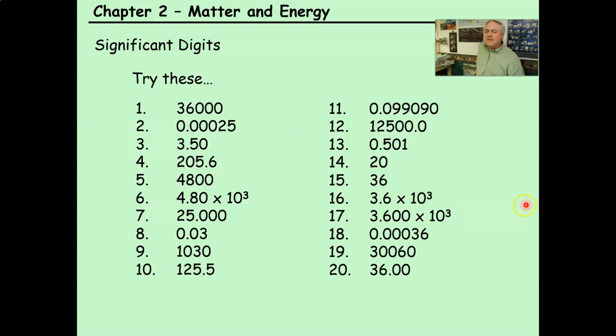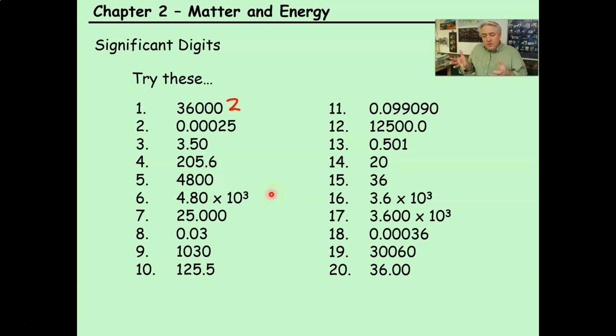All right, look at some of these measurements. Number 1: 36000, no decimal. Decimal is absent. So I'm going to come in from the right side, the Atlantic Ocean side. Don't count it, don't count it, don't count it. 1, 2. That has 2 significant digits. The zeros are still there for decimal placement, but don't count as significant digits.